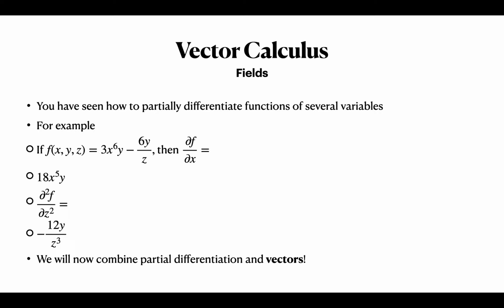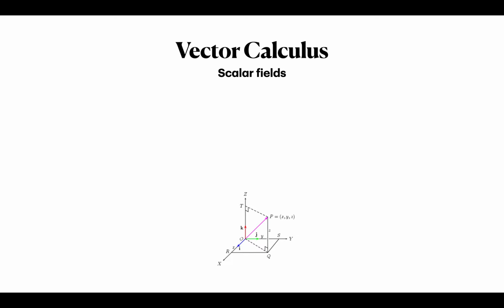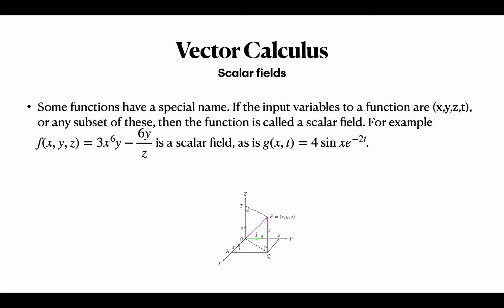The first thing I want to talk about is what's called a scalar field. Scalar fields are just special functions, and they have a special name. So if the inputs to the function are x, y, z, and t, or any subset of those four variables, then the function is sometimes called a scalar field. It doesn't have to be called that, but sometimes it is. It's just terminology. And so you see there are two examples there. For f, the previous slide, that's a scalar field because it's a function of x, y, and z.